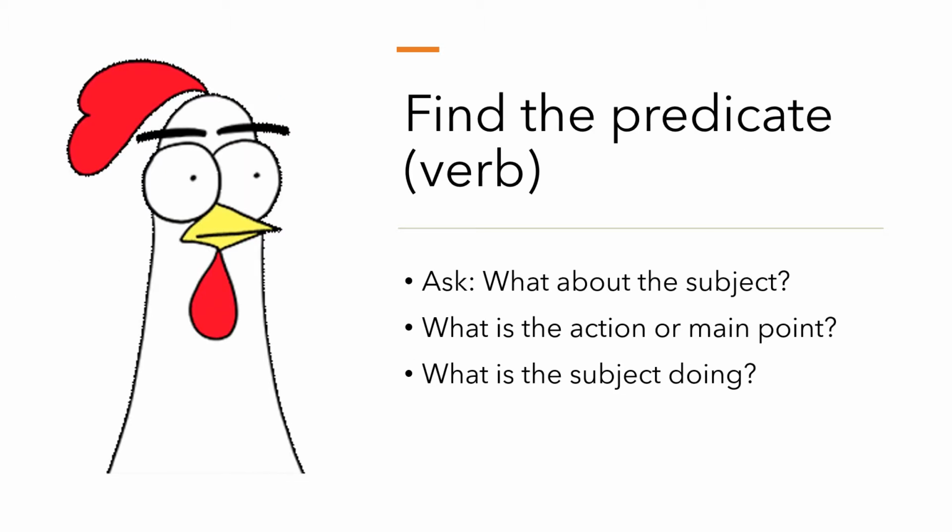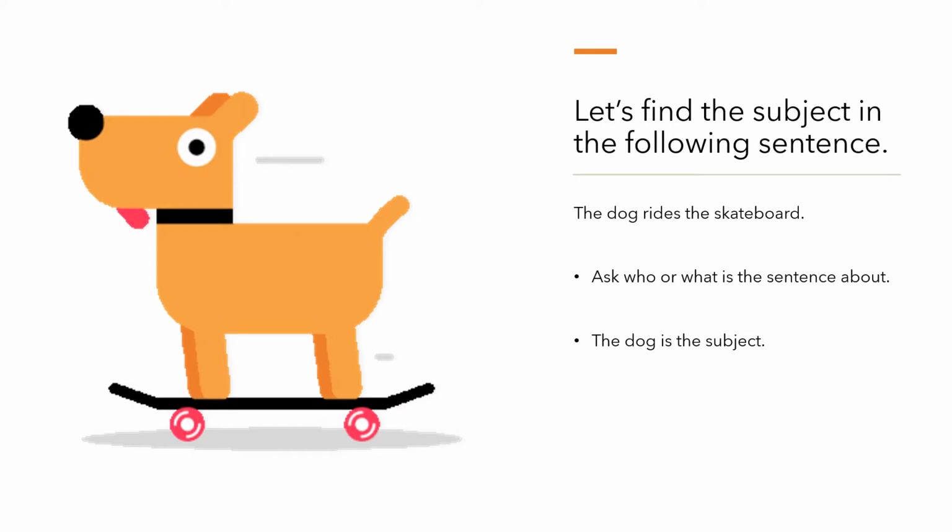All right, the next step after you find your subject is to find the predicate, the verb. You find this by asking, what about the subject? What is the action or the main point? What is the subject doing? So let's look at this sentence and let's find the subject in this sentence. The dog rides the skateboard. Ask who or what the sentence is about. The dog. The dog is the subject. Good job if you guys got that.